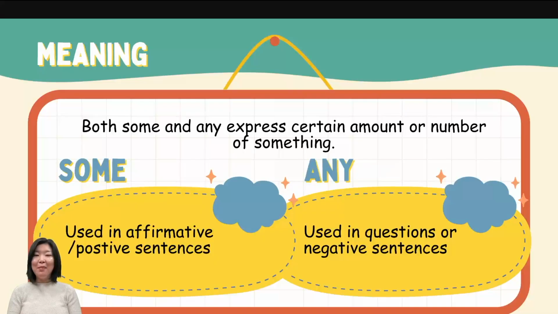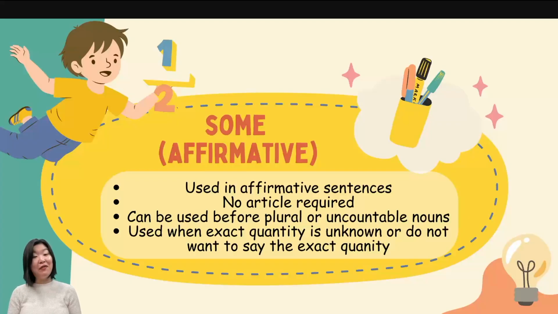So both some and any express a certain amount or number of something. But some is used in affirmative or positive sentences. Any is used in questions or negative sentences. So some is used in affirmative sentences. No article is required when you're using some.